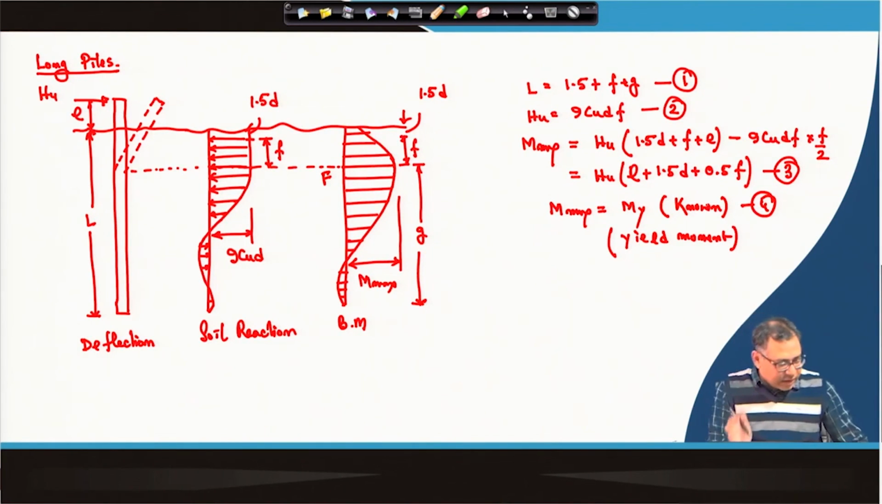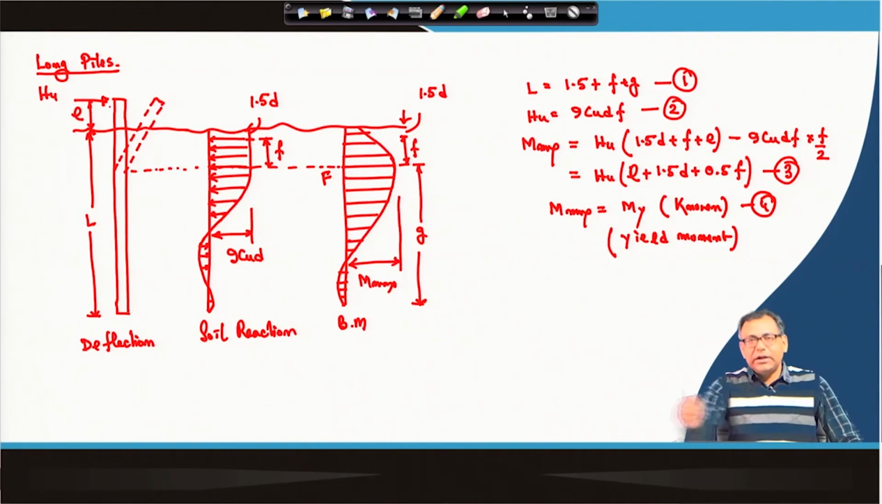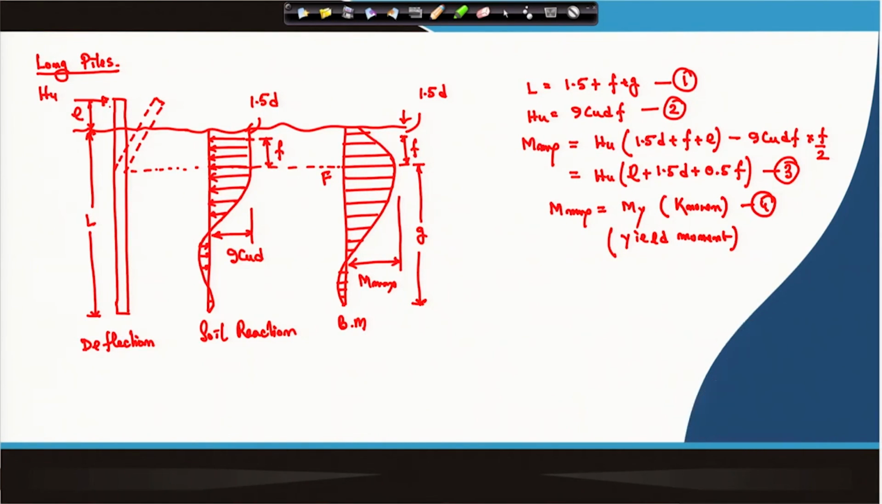So this is for the long pile. Both the short piles and long piles are in cohesive soil and they are free headed piles. That means we have not applied any fixity on the pile head. In the next class, I will discuss how we can develop similar equations for the fixed headed pile when the pile is within cohesionless soil.